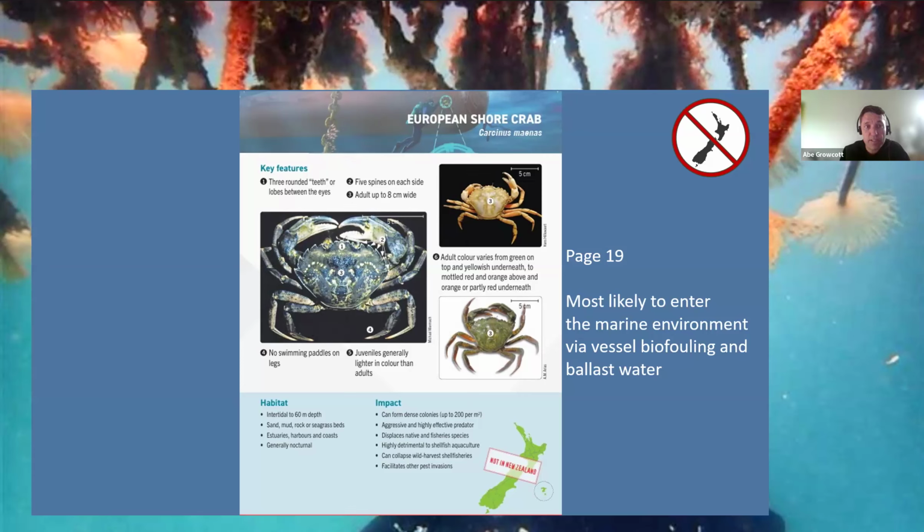Their key diagnostic features, again, with a lot of crabs, is the lobes or teeth between the eyes. So there's 3 of them there, and then there's 5 spines on each side. And again, it has no swimming paddles. So you put those 3 features together, if you see them, then you're probably onto something, and it's time to give us a call. Again, vessel biofouling and ballast water are the main culprits for entry. Surprise, surprise. And again, high densities, very aggressive, and just eats a lot. Once they get to those high densities, that population can consume a lot of biomass to sustain itself.